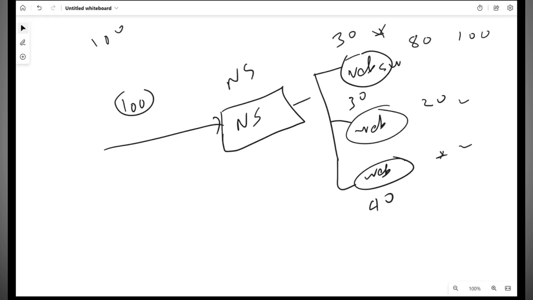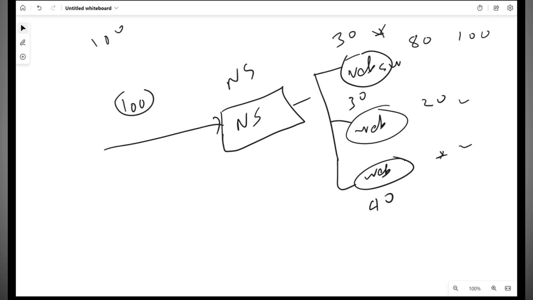In the market, not only NetScaler, there are a number of other vendors also available. One of the famous vendors is NetScaler, then we have F5, and a number of other vendors as well. So this is how you distribute the load between the backend servers.